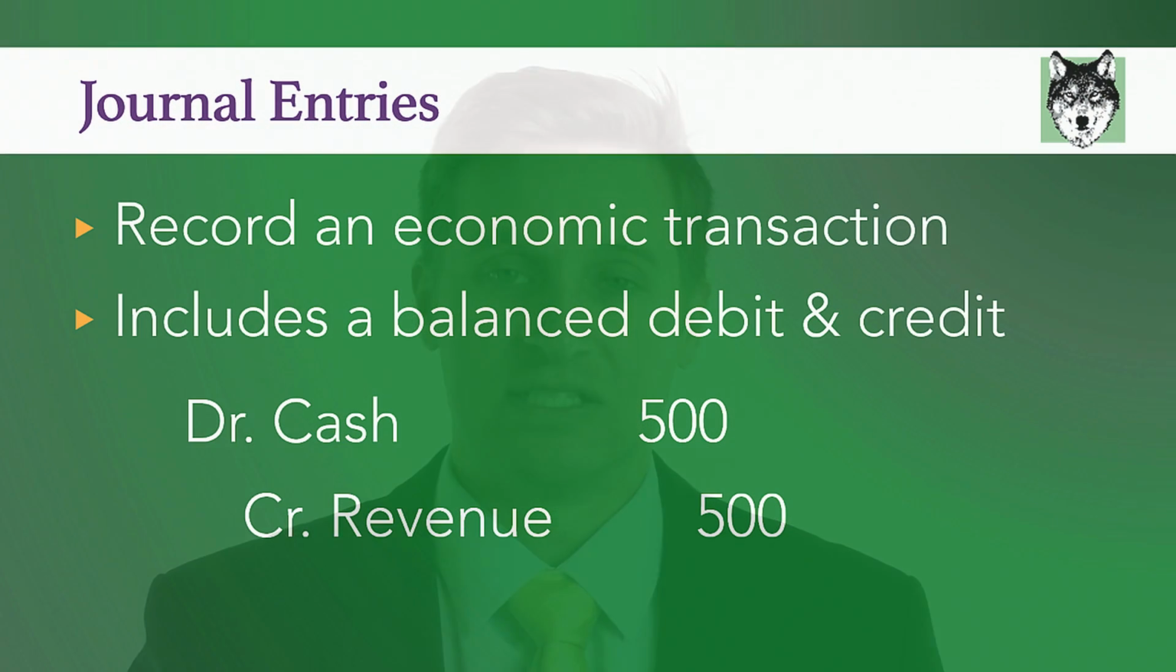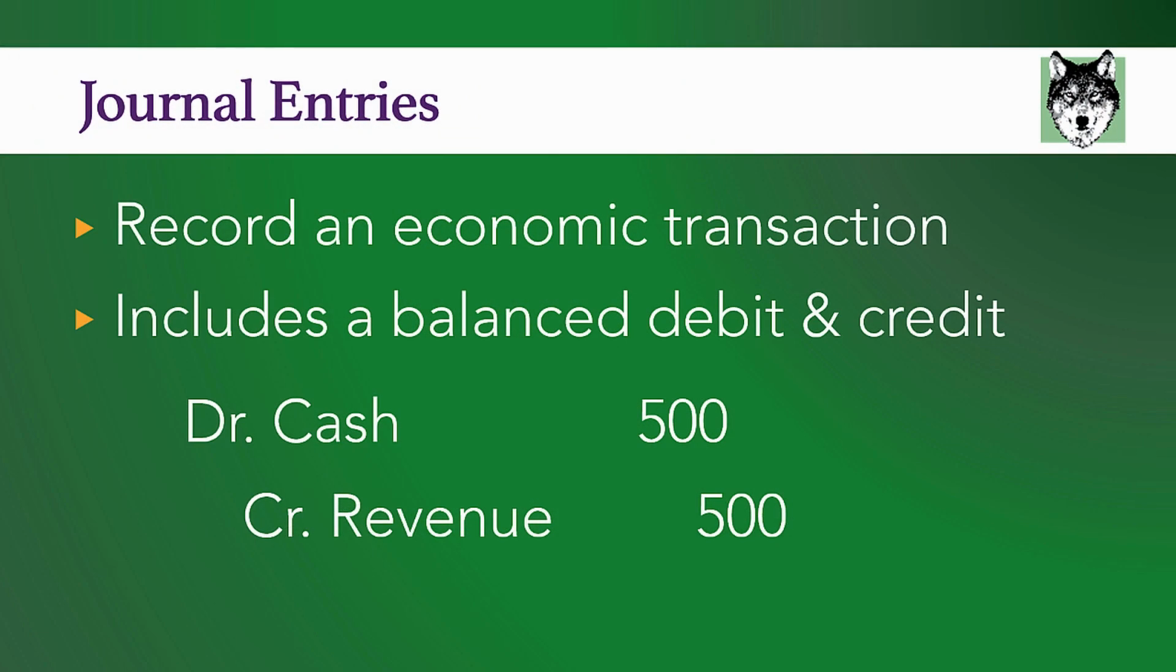The example that I put here on the slide is you making a sale. In a sale, you'll debit cash and you'll credit revenue. Here we've debited cash for $500 and we've credited revenue for $500. You can see that your debits equal your credits. A journal entry can have multiple debits and multiple credits, but your debit side and your credit side will always balance out. So that's the journal entry.